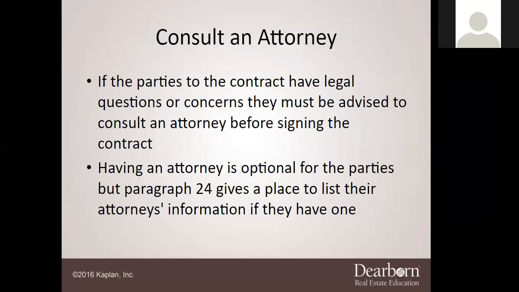This is the biggest one here, consulting an attorney. If the parties to the contract have legal questions or concerns, they must be advised to consult an attorney before signing the contract. It's already in there. It's in the paragraph. Okay? Having an attorney is optional for the parties, but paragraph 24 gives a place to list their attorney's information if they have one. If they have one, we got a spot for them. Okay?